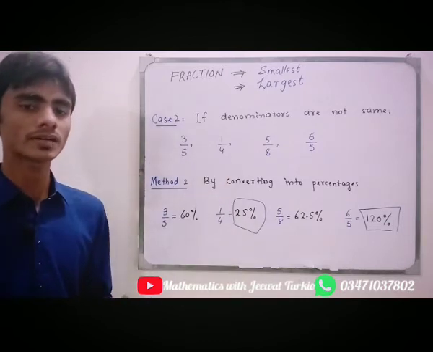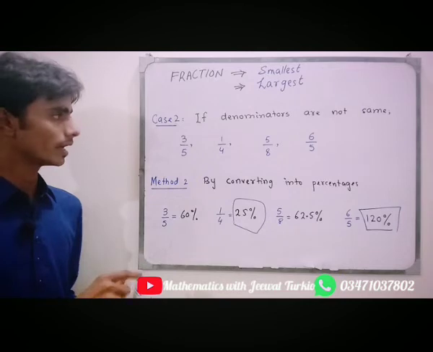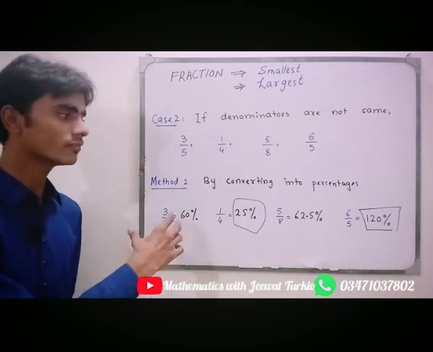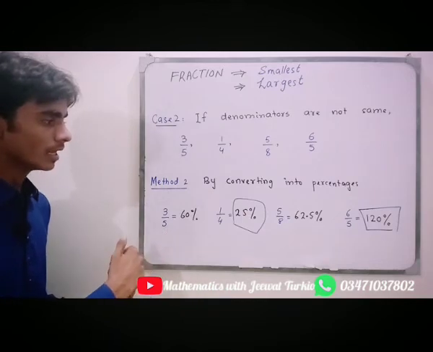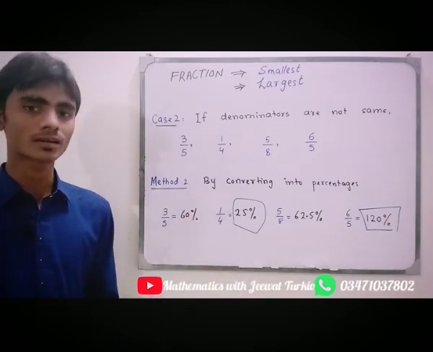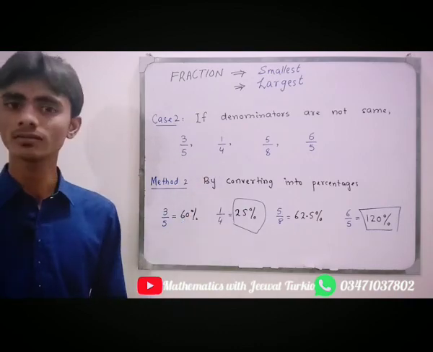So we can arrange the list in ascending order or descending order by this method. We can identify which is the smallest, which is the largest and which is the middle. In this way we can arrange the whole list in ascending or descending order.